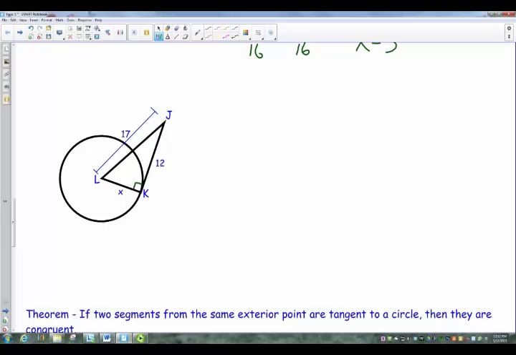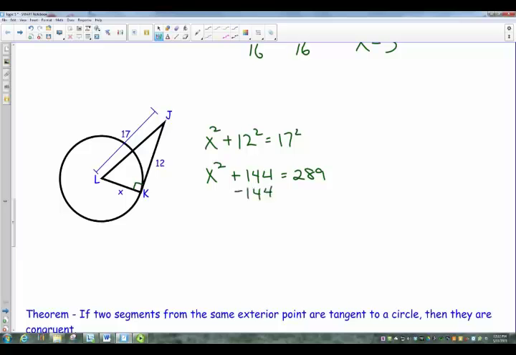So a squared plus b squared equals c squared. So x squared plus 12 squared equals 17 squared. All right, so we start solving this. You've got x squared here. You've got 12 squared, which is 144. So plus 144. And then that's going to equal 289 because that's 17 squared.